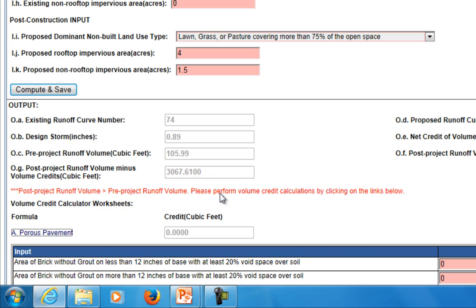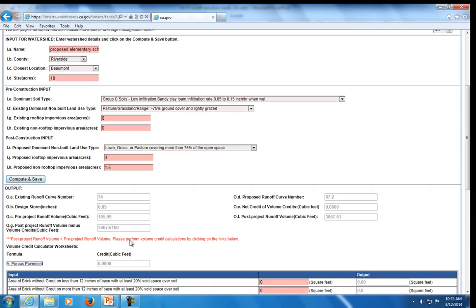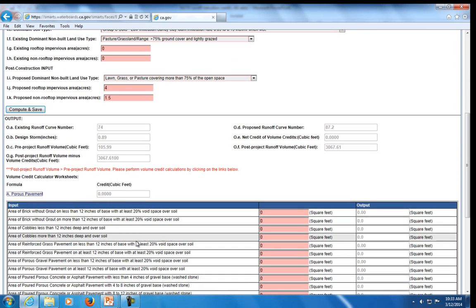And we'll get to a success point here where we'll actually get that runoff volume below that 106 pre-project cubic feet, and you'll see a success green light type thing, and we'll get to that. So let's start going through the credits.